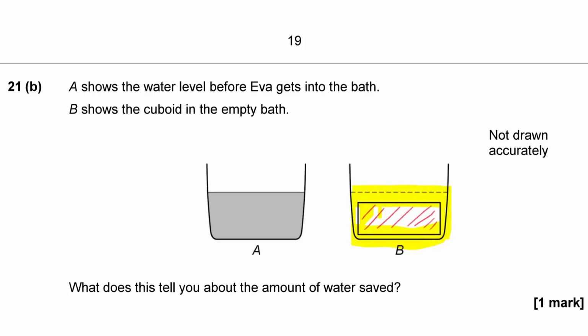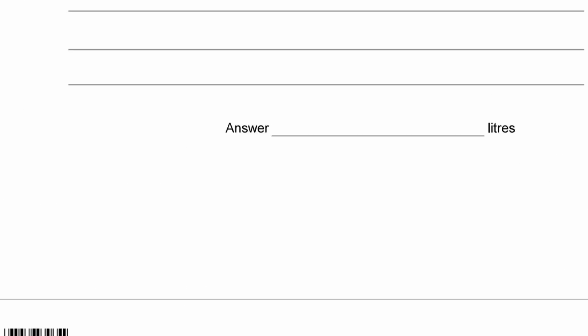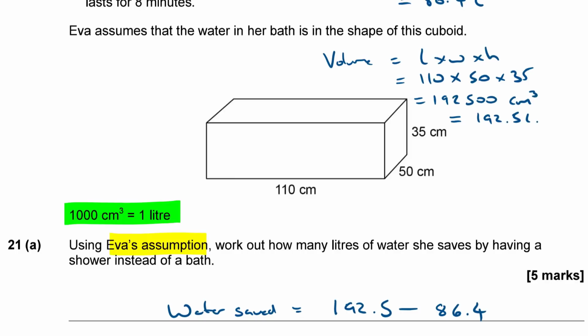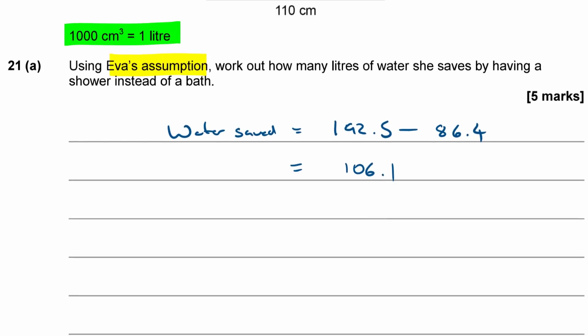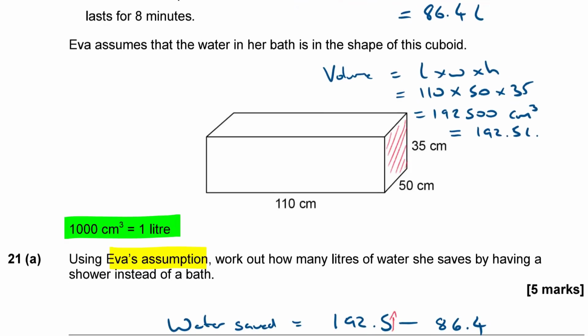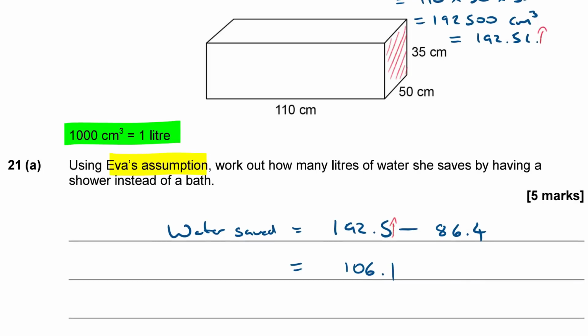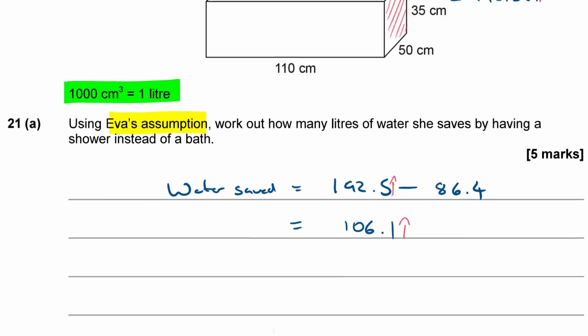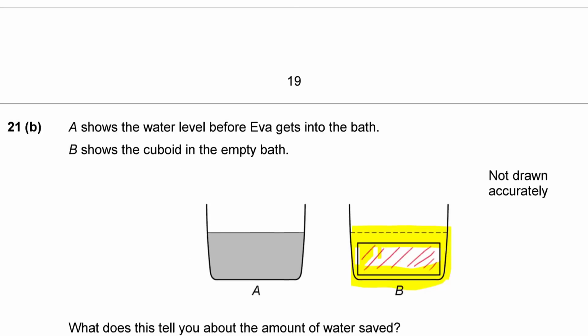Okay, so given that we have assumed that the cross section is smaller than it actually is, that means that cuboid is going to have a greater volume than it should have, which means that the water saved is going to be even more than that, because this is going to be higher than it was. Okay, so she's going to save more water.